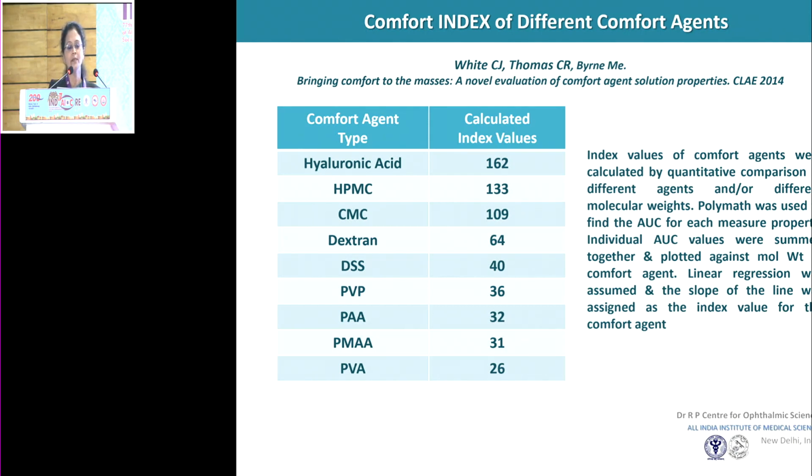And to my pleasant surprise, I did find that the comfort index of hydroxypropyl methyl cellulose, HPMC, and carboxymethyl cellulose, CMC, still seem to score slightly over the others. That's why I always wondered why my patients, when they are still on HPMC, which was one of the earlier introductions, are still happy with what they are using, because the comfort index values of these are almost similar as well.